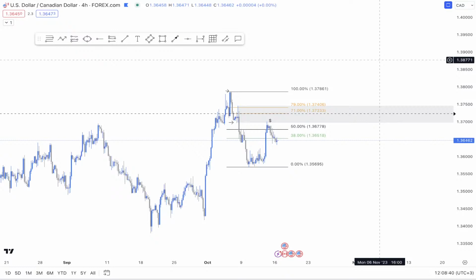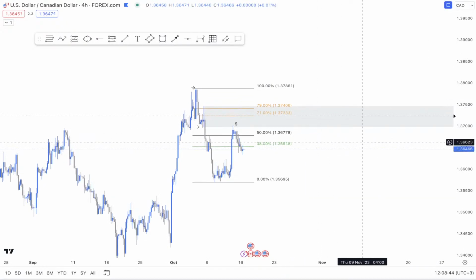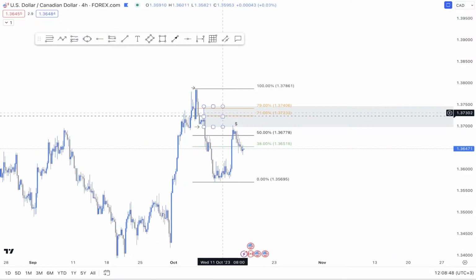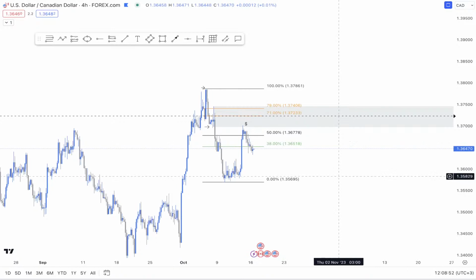To be more exact, I'm gonna start off with USD CAD. On USD CAD, we have a very nice potential sell limit opportunity. We have this bearish range here, okay? And let me tell you exactly why I consider this sell limit opportunity right here. The reason for that is very simple.